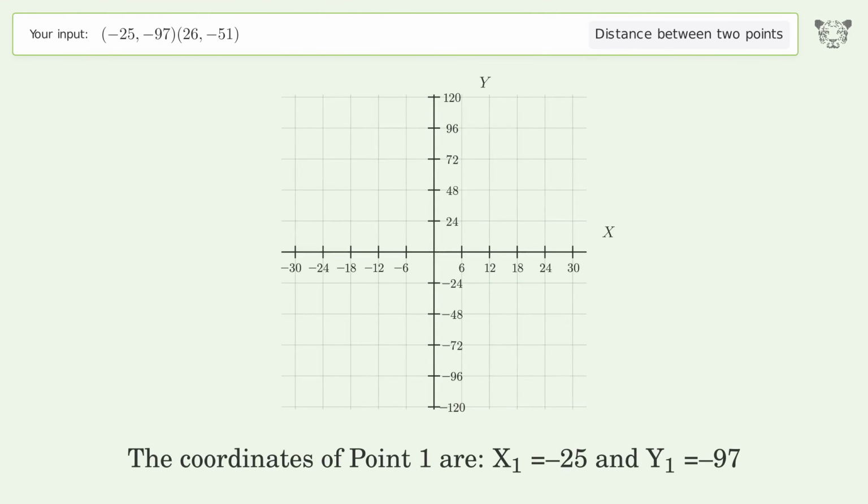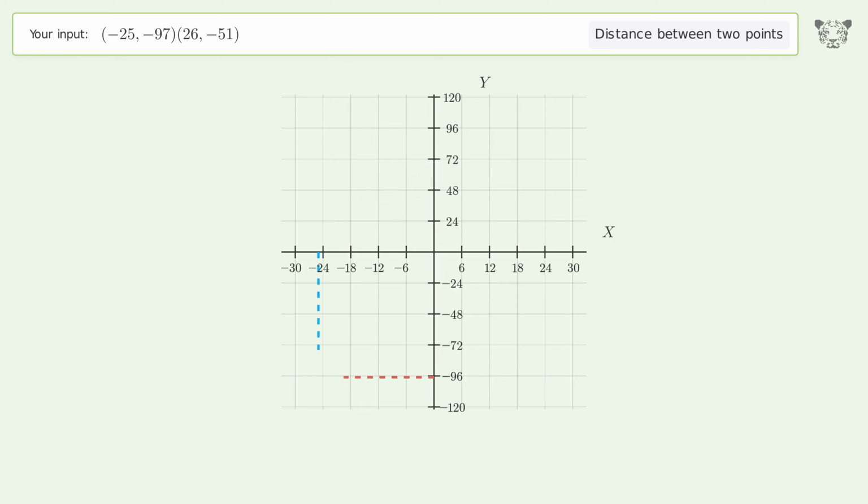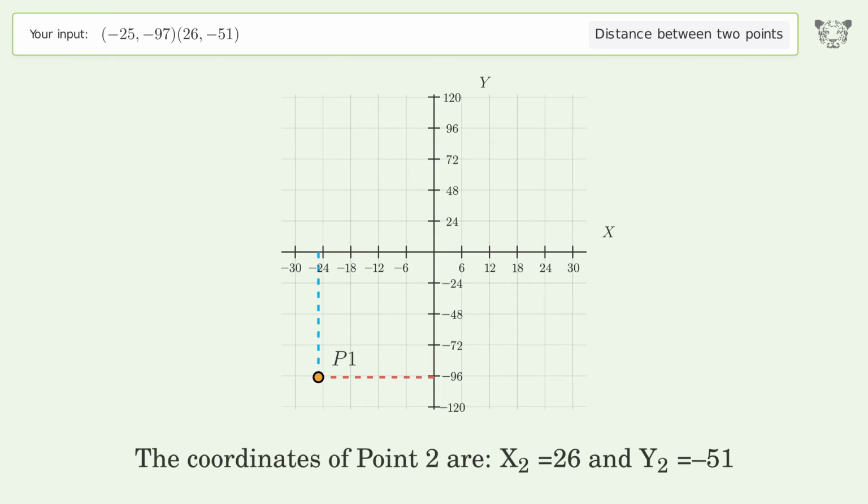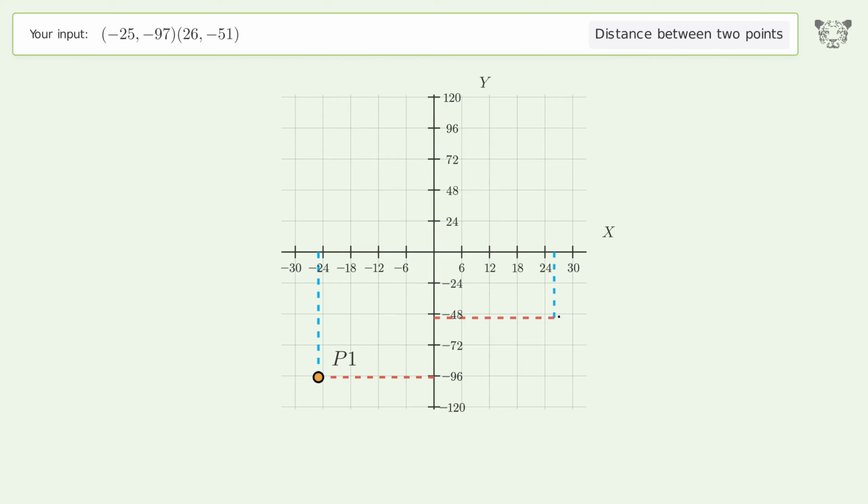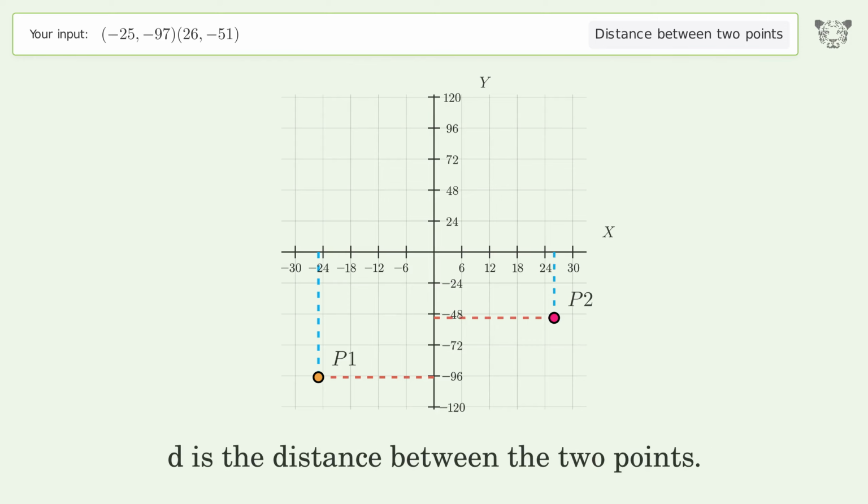The coordinates of point 1 are x1 equals -25 and y1 equals -97. The coordinates of point 2 are x2 equals 26 and y2 equals -51. D is the distance between the 2 points.